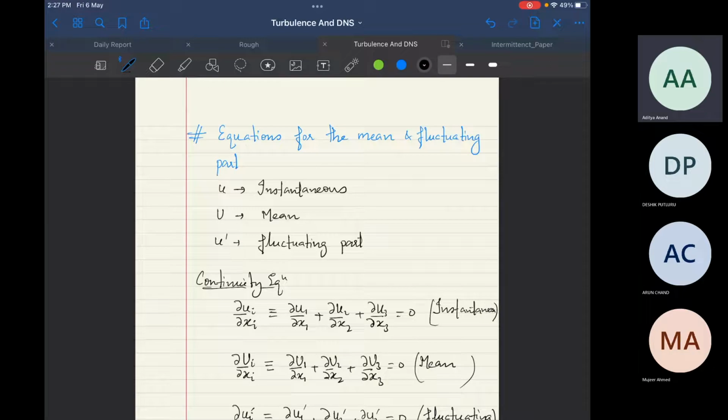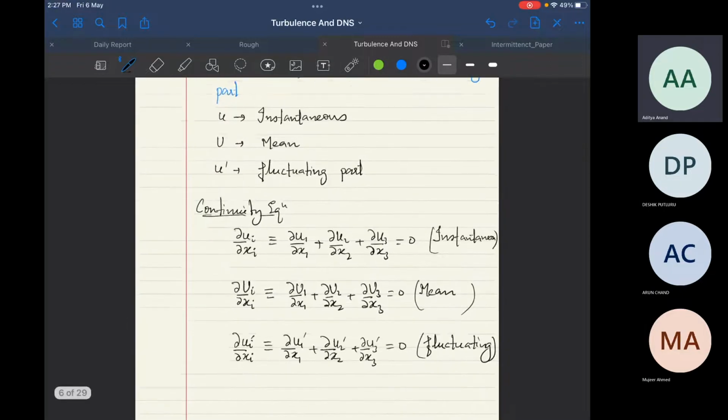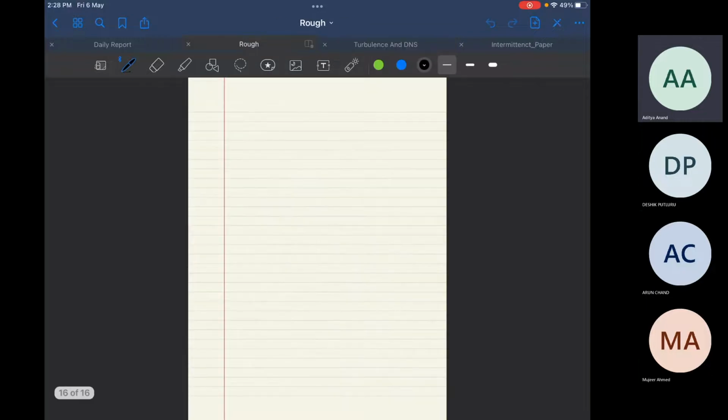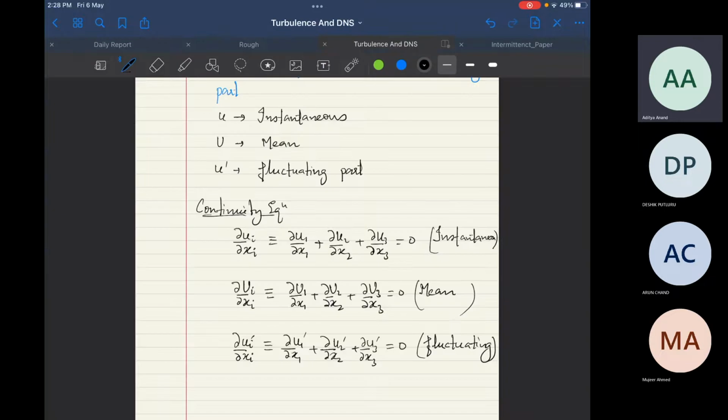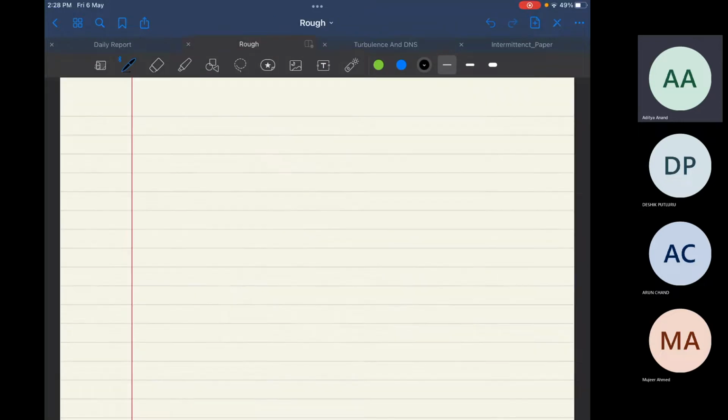Okay. So now we'll look at the effects of this decomposition on the equations of motion itself. So this here is the continuity equation, and the notations I'm using here are tensor notations. Are any of you unfamiliar with what a tensor notation is? Well, I'll tell you anyways. So for the continuity, I've used here del ui by del xi.